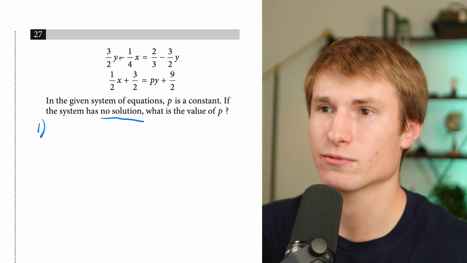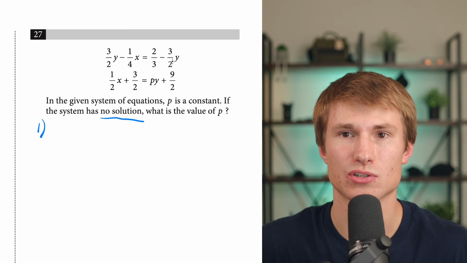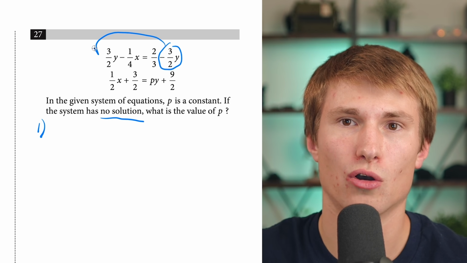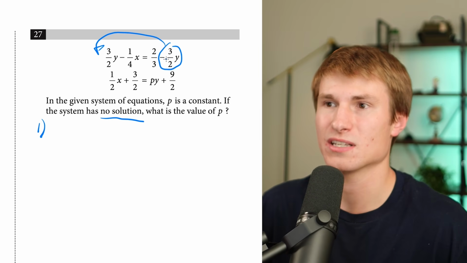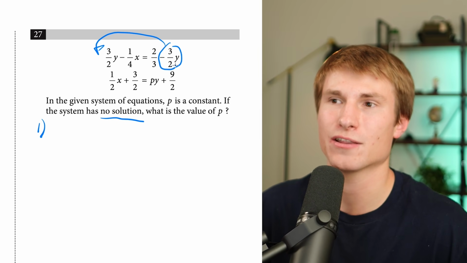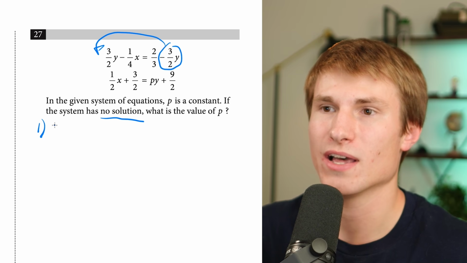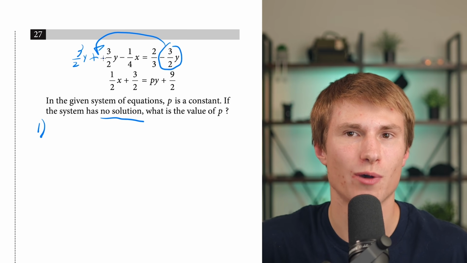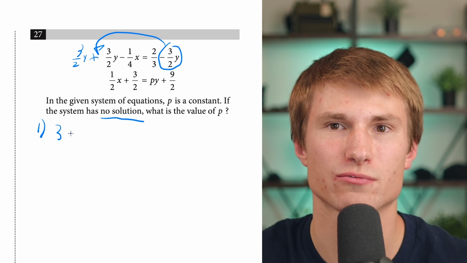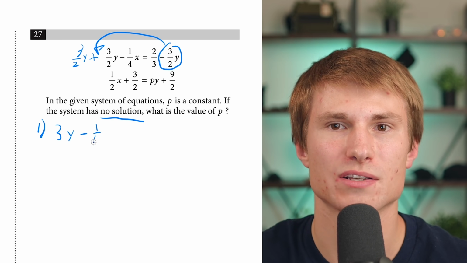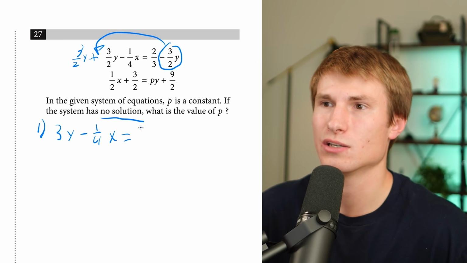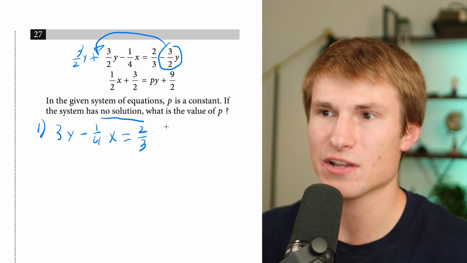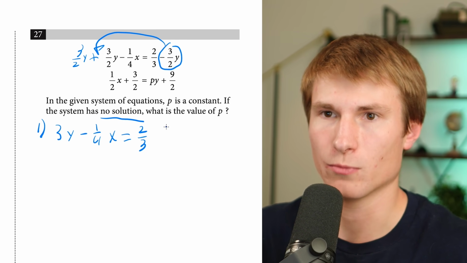Now we have 3 over 2y minus 1 over 4x equals 2/3 minus 3 over 2y. Now we need to move this right here over here, and we're going to do that by adding it. Since it's minus 3 over 2y, we're going to add 3 over 2y to both sides. That's going to leave us with 3 over 2y plus 3 over 2y, which will ultimately simplify down to 3y. So now we have 3y minus 1 over 4x is equal to 2 over 3 for our first equation. Now, like I said, we have to have the same slope. So let's go ahead and find the slope for this first equation.